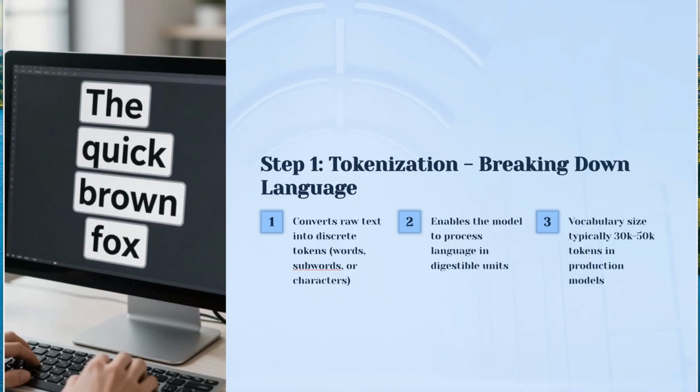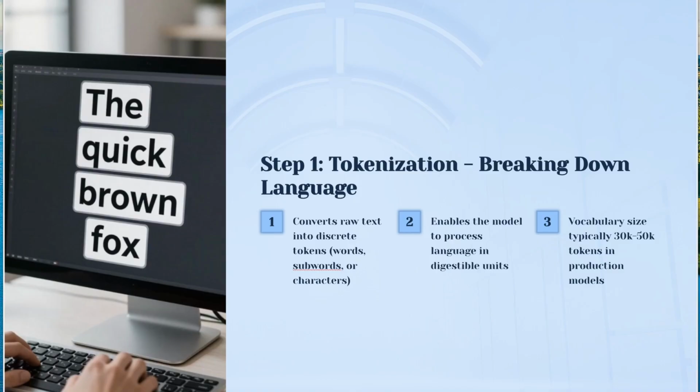Alright, now that we've got some basics out of the way, let's open up the transformer and start with the very first question. How does raw text even become something a model can understand? Well, for that, we need to understand what tokenization is. So this is where everything in a transformer begins.